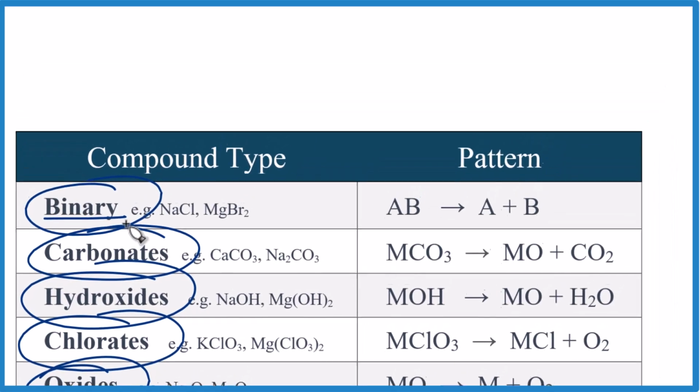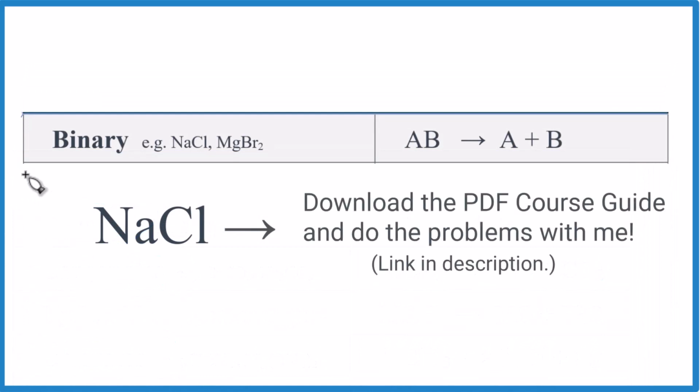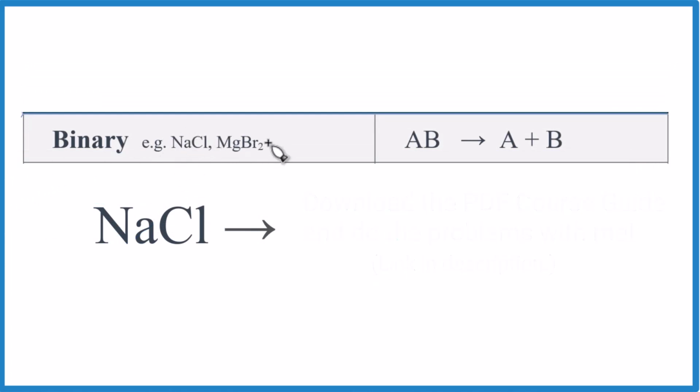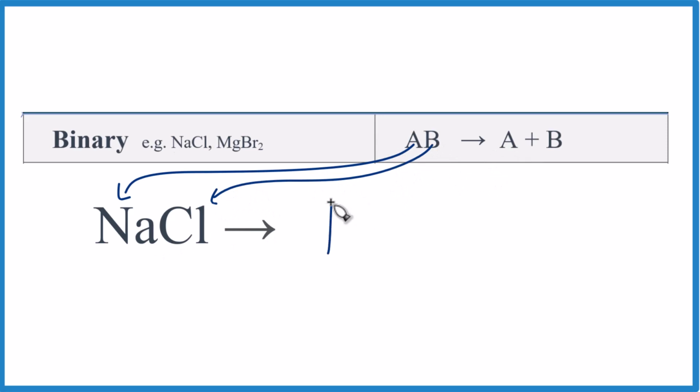See how they decompose. So when we say binary compounds, we mean like NaCl, MgBr2, maybe H2O, just two different types of elements, no polyatomic ions. And the pattern is, in this case, A would be sodium, B is chlorine, they break apart, and we're going to get Na and Cl. And that seems pretty easy, but we're not quite done yet.